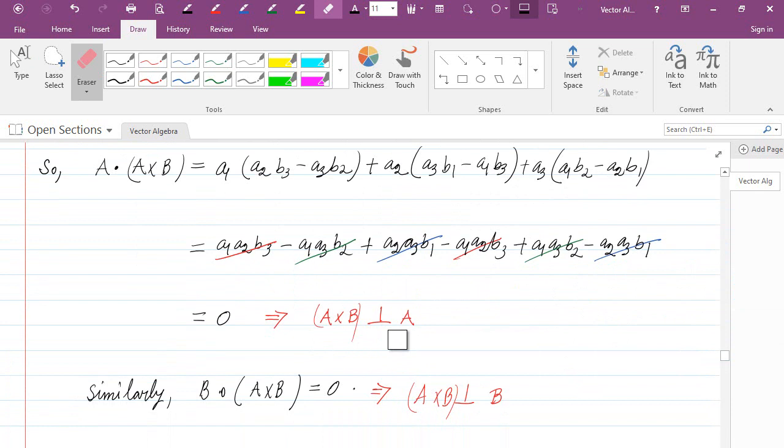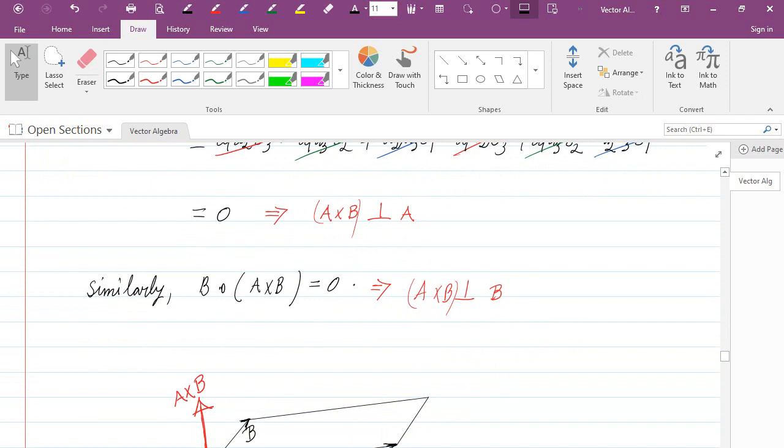Exactly the same way, instead of taking a dot a cross b, we can also take b dot a cross b, and we just do the same calculation, and we can easily see also that b dot a cross b is 0, which means that a cross b is perpendicular to b as well.